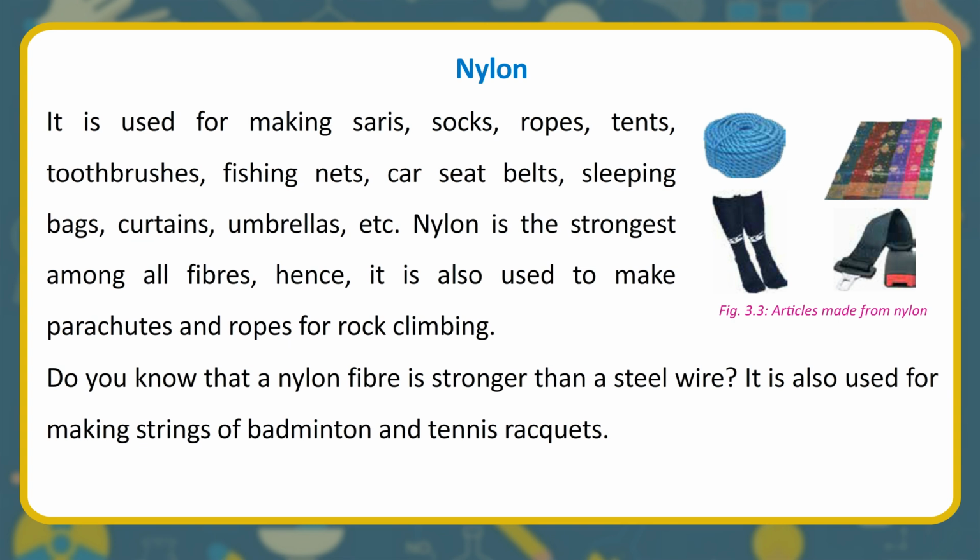It is used for making saris, socks, ropes, tents, toothbrushes, fishing nets, car seat belts, sleeping bags, curtains, umbrellas, etc. Nylon is the strongest among all fibers, hence, it is also used to make parachutes and ropes for rock climbing. Do you know that a nylon fiber is stronger than a steel wire? It is also used for making strings of badminton and tennis rackets.